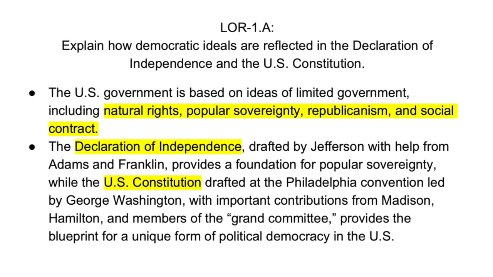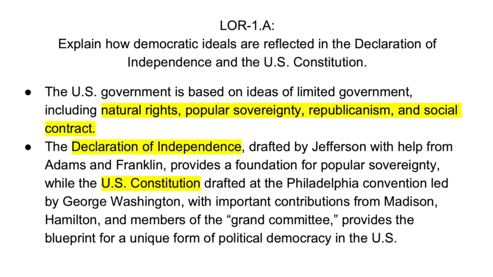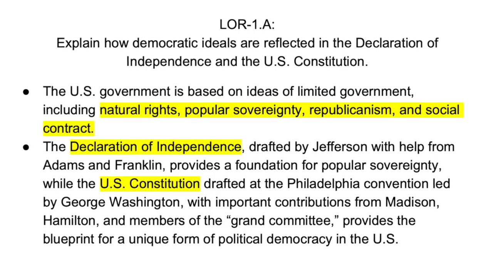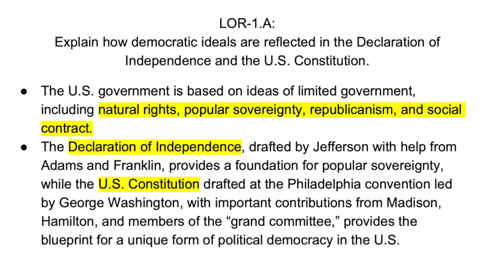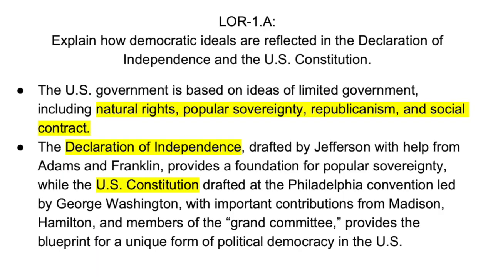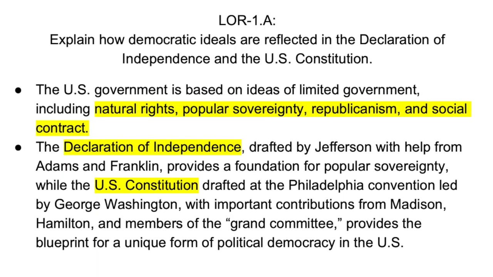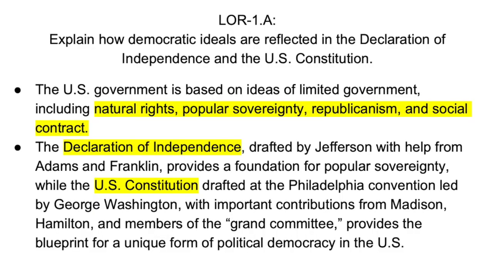We know that the Declaration of Independence was drafted by Thomas Jefferson with the help of John Adams and Benjamin Franklin, and this provides the foundation for something called popular sovereignty. While the U.S. Constitution was drafted several years later, including the ideas of George Washington and Alexander Hamilton, and this provided a blueprint for political democracy in the United States.